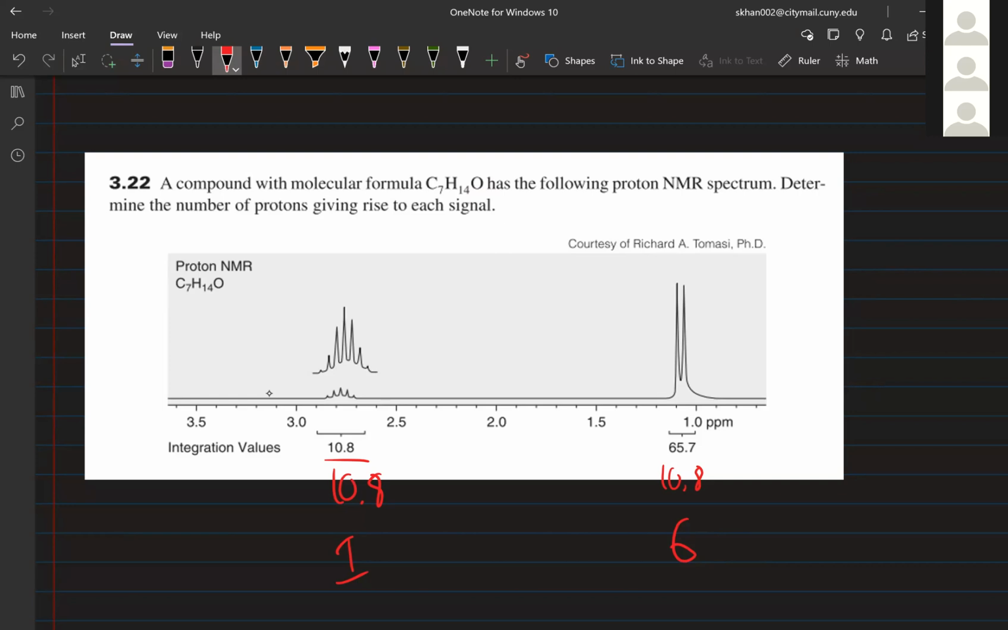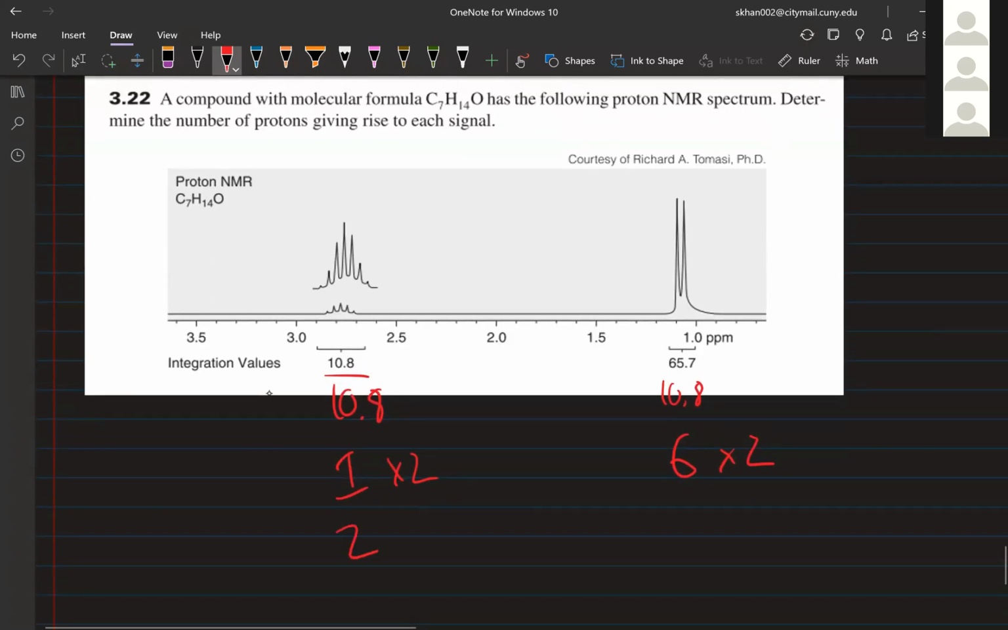Don't worry about that right now, when we get to full spectra. But either way, we have to multiply these by 2, right? So now we get 2 protons and 12, and that adds up to the total number of hydrogens. So these peaks don't represent 1 and 6. They represent 2H here, and this represents 12H, right? So in case you do a division and it doesn't add up to the total number of protons, just multiply by a whole number, like 2, 3, etc.